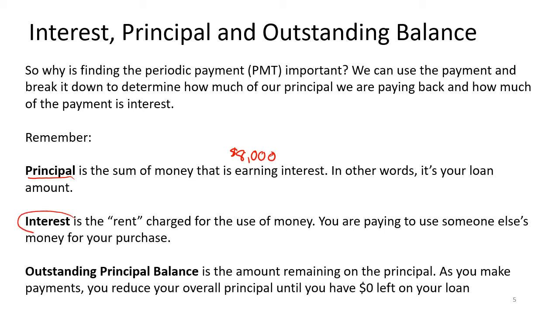Interest is what we call the rent charged for the use of that money. In other words, it's the amount that whoever loaned you the money, whether it's the bank or an external company, whoever loaned you that money, that's the interest, the amount of money they're making on this transaction. Okay. The last term that we're going to see is called the outstanding principal balance.